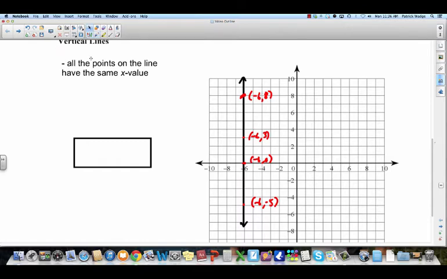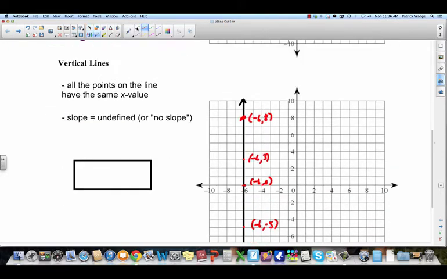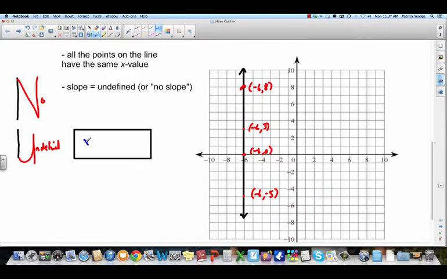The slope of a vertical line is undefined or no slope. And again, remember, if you have a vertical line, you could easily turn that into an n for no slope, or a little bit more awkward, you could also change a vertical line into a u for undefined. So that's how you can remember that. The basic form for all vertical lines is x equals some constant amount. I'll call it k.